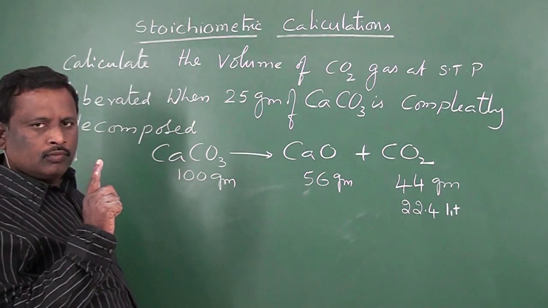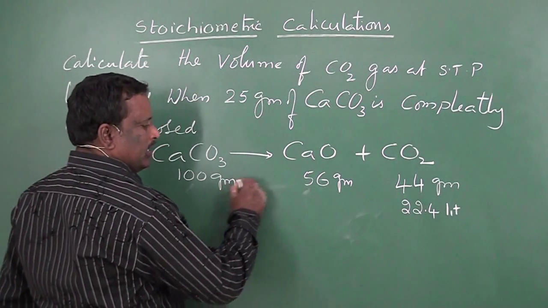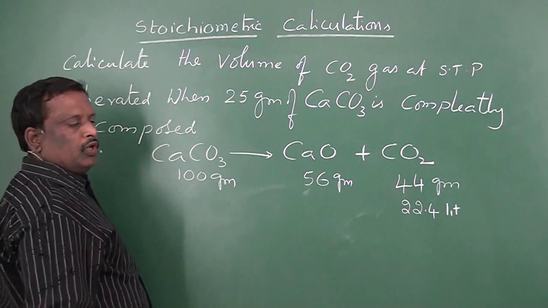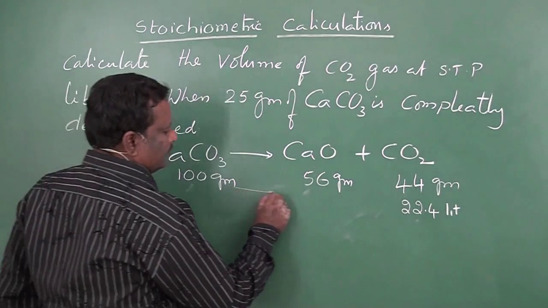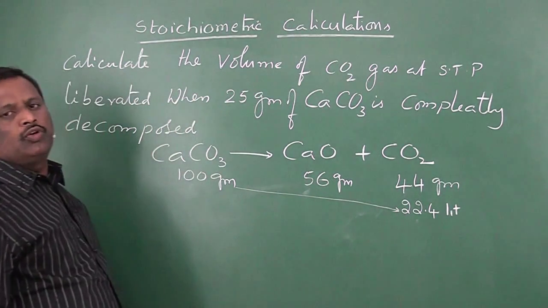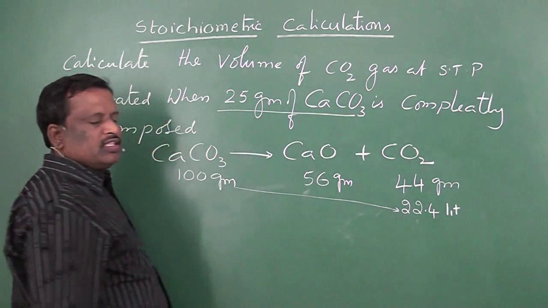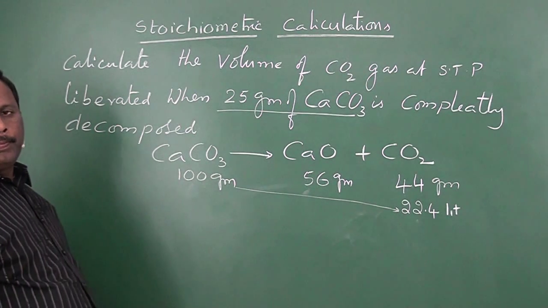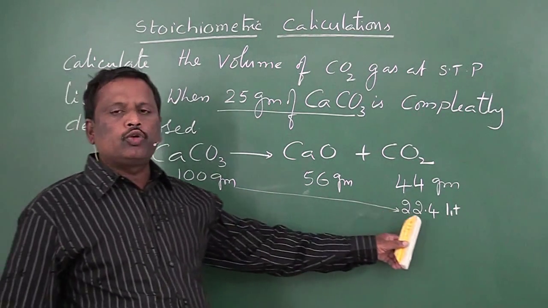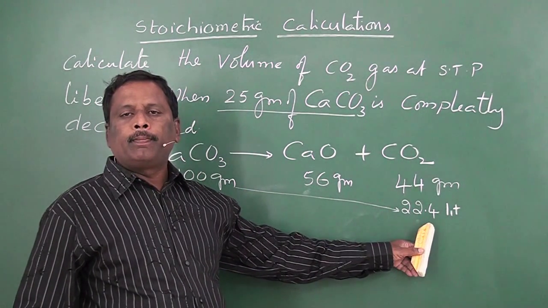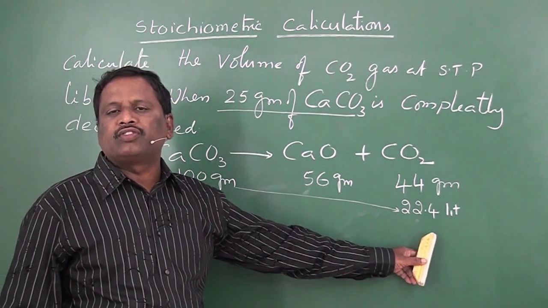Now the thing, how to compare this? 100 grams of CaCO3 give 44 grams of CO2 or 22.4 liters of CO2 at STP. So they are asking the same thing. What volume of CO2 is liberated in the complete decomposition of 25 grams of CaCO3? Now here we have the relation, that is 100 grams of CaCO3 liberates 22.4 liters of CO2.